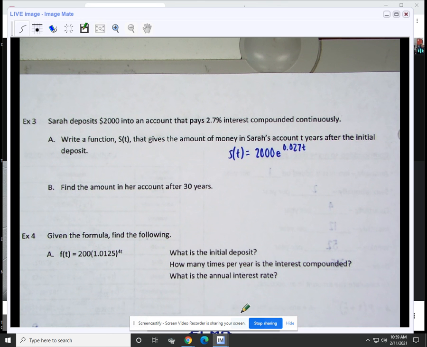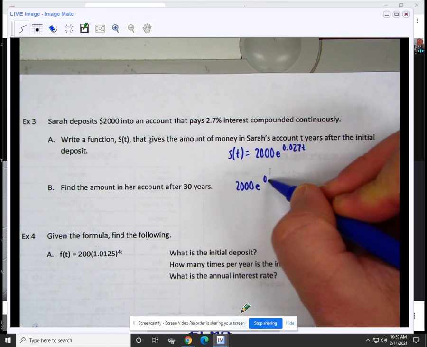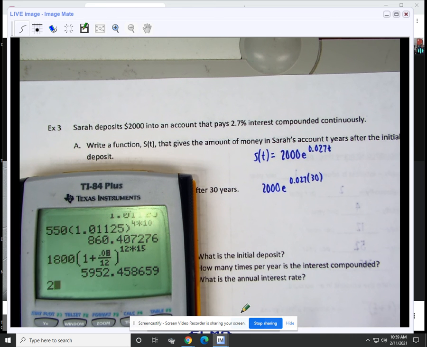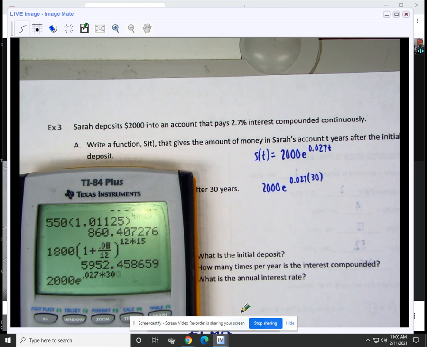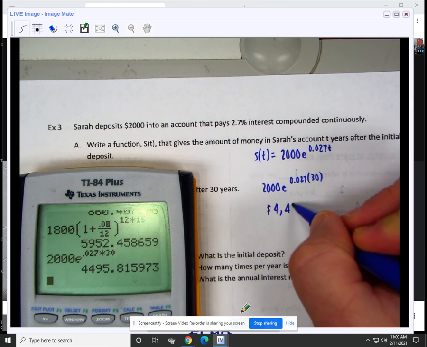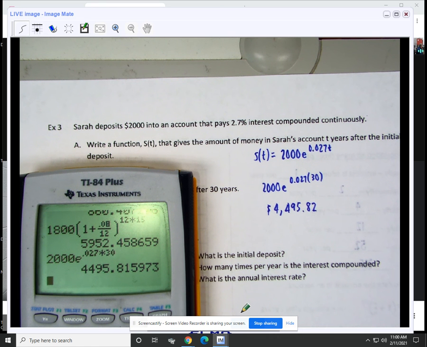So what do I do to solve this thing all the way out? It says find the amount after how many years? 30 years. So 2,000 e to the 0.027 times 30. So grab your calculator. 2,000. Remember, where do you find e? A couple of places, right? Second divide or second LN. Second divide is what I use most of the time. Raised to the 0.027 times 30. Questions with that? So we push equals, and it's going to be how much? $4,495.82.